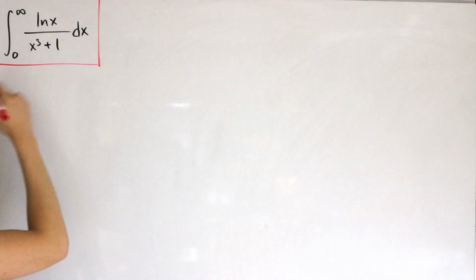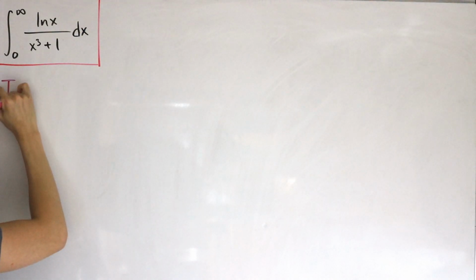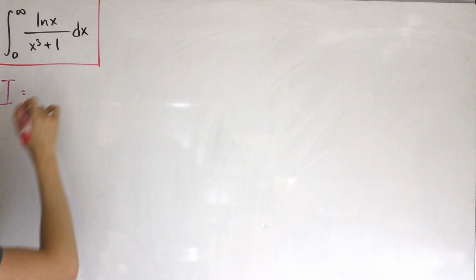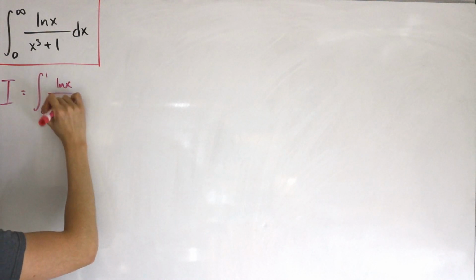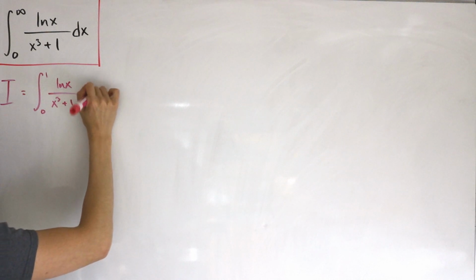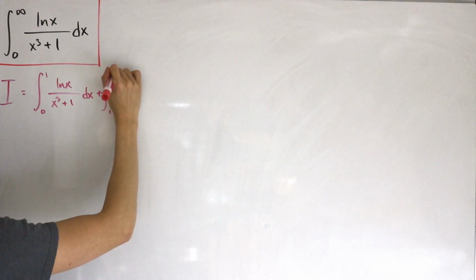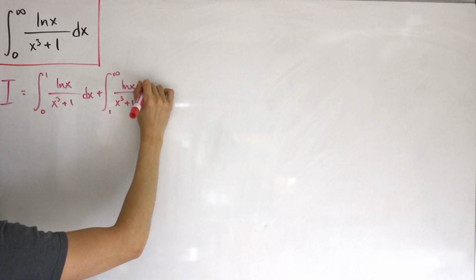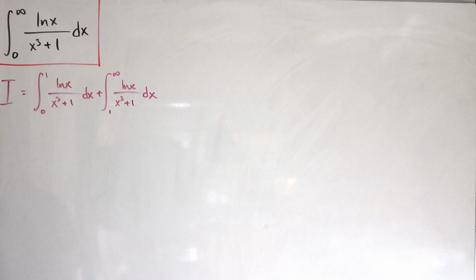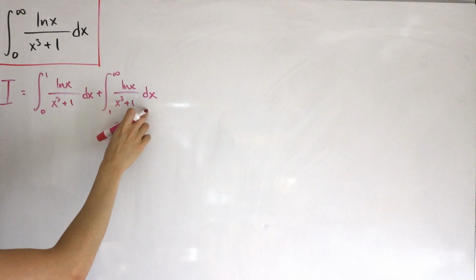So we call this capital I. We're going to break this up such that our bounds go from 0 to 1 of our integrand, and then afterwards from 1 to infinity of ln of x divided by x cubed plus 1, dx. So our primary focus is taking a look at this integrand over here.